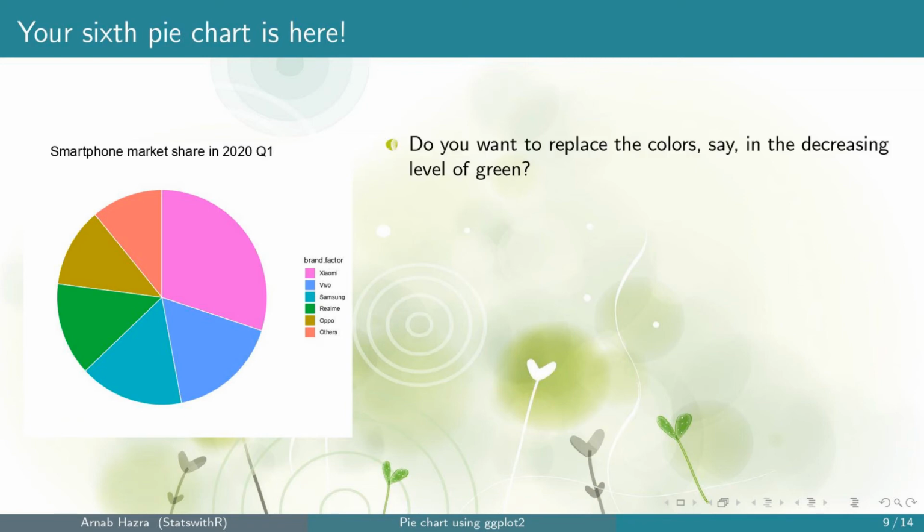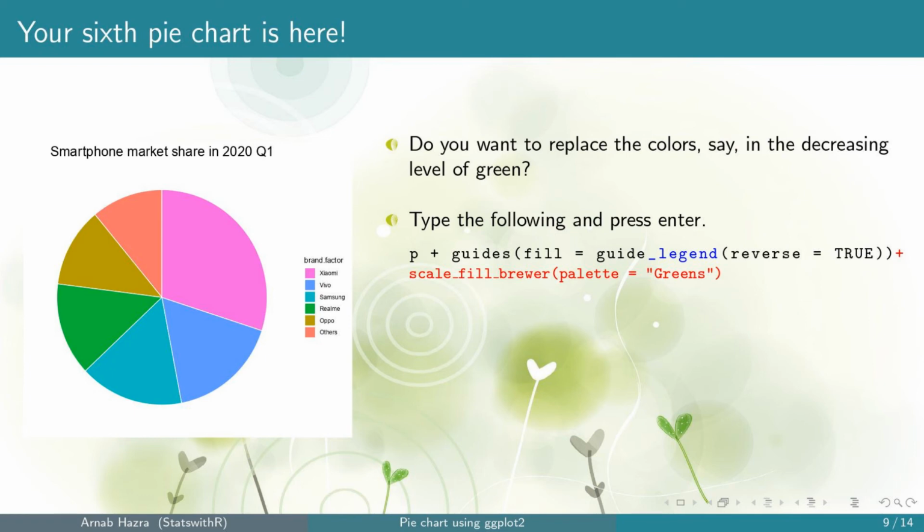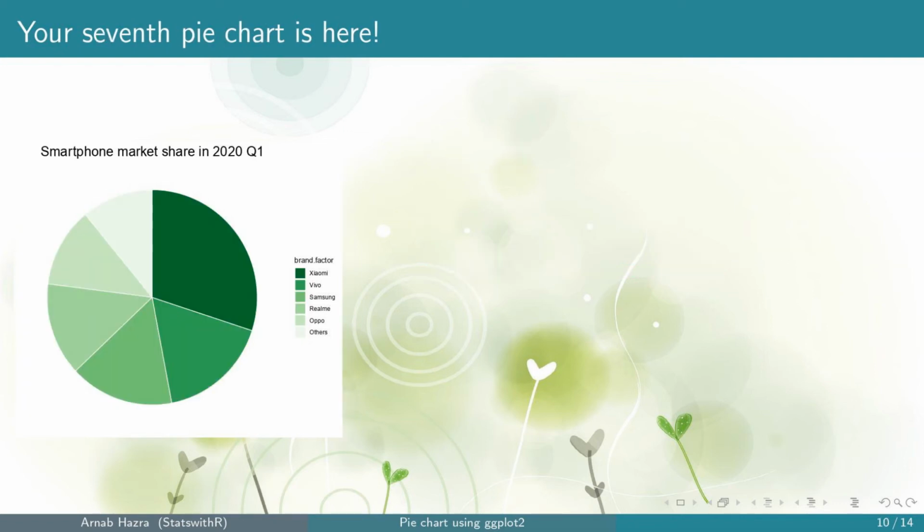Next, note that the colors of the pie chart are just the default colors. You may want to change them. There are several choices possible. Here, for example, we want to use different shades of green. Deep green for larger shares and the faded green for the lower shares. To do that, add the line scale_fill_brewer, palette equals to "green" within quotes. Now press enter. Okay, you get your seventh pie chart. You can see that the depth of green is in the descending order of market share.